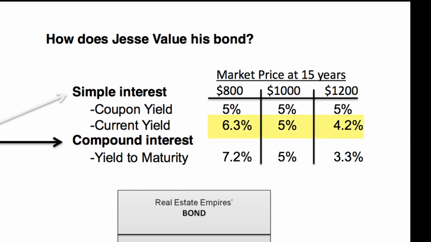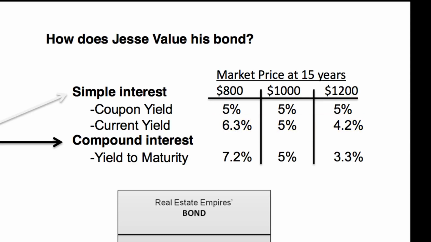So let's look at the current yield. To figure out the current yield, we're taking the coupon payments for 1 year and dividing it by the price that you're paying. As you can see, the first one for $800 was 6.3%. For the $1,000, it was 5%. And for $1,200, it was 4.2%. Okay, but those aren't the real numbers, and we know that.